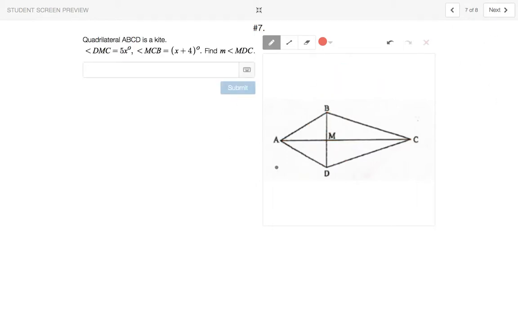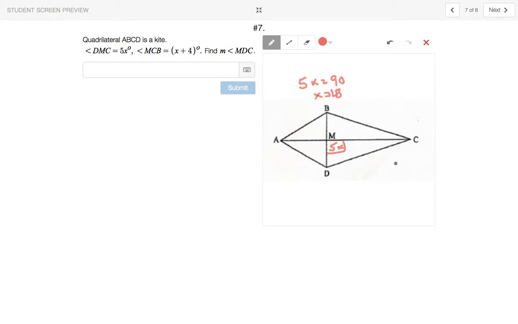Okay. Number 7. All right, this one, we are given angle DMC is 5x. DMC is 5x. Now that, right away I know that that's a 90-degree angle, so I know 5x equals 90. And when I divide both sides by 5, we get x equals 18. Okay, so we know what x is, which is big because we're going to need it here in a second.